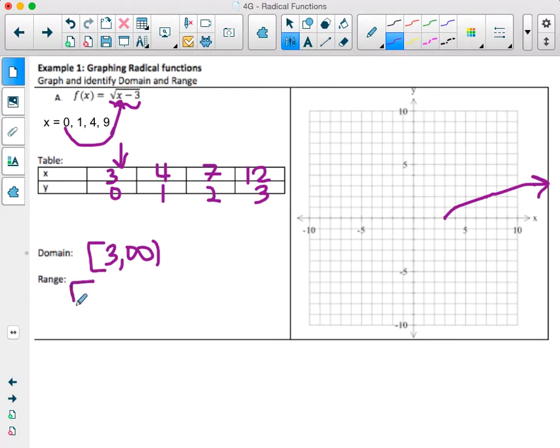And how about my range? Well, it looks like the lowest number, this point is really important because it's going to tell us a lot about domain and range. The lowest y value that I was able to get back was a 0, and it's going to go up towards infinity. Whoa, that's a really crazy looking infinity sign. But from 0 to infinity is my range.